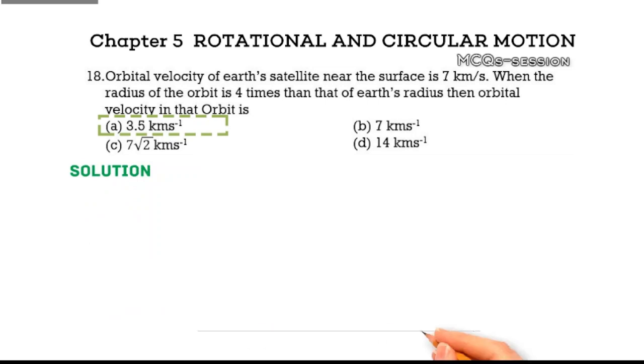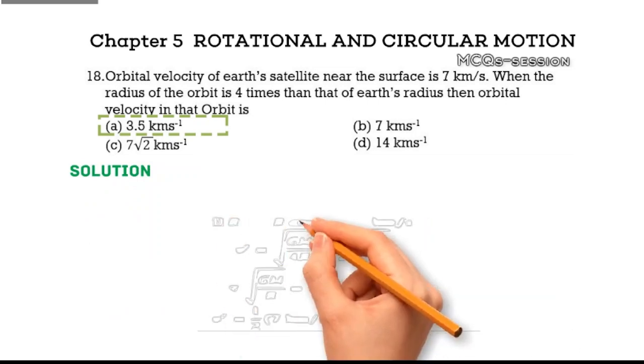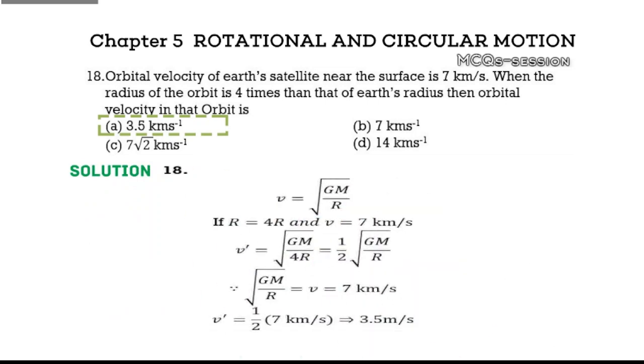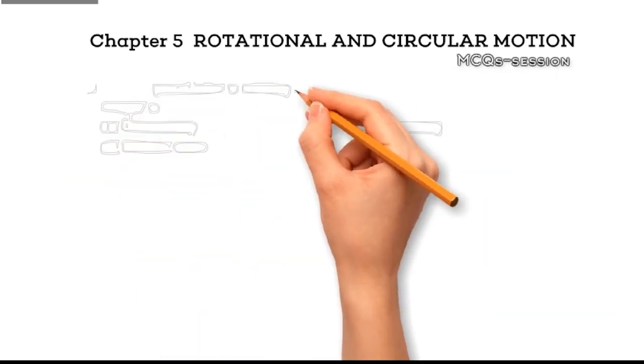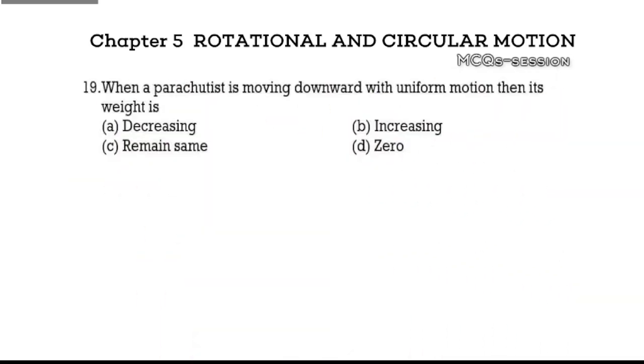Explanation. Orbital velocity is inversely proportional to the square root of the orbital radius. If the radius increases by a factor of 4, the velocity is divided by 2, making it 3.5 kilometers per second.